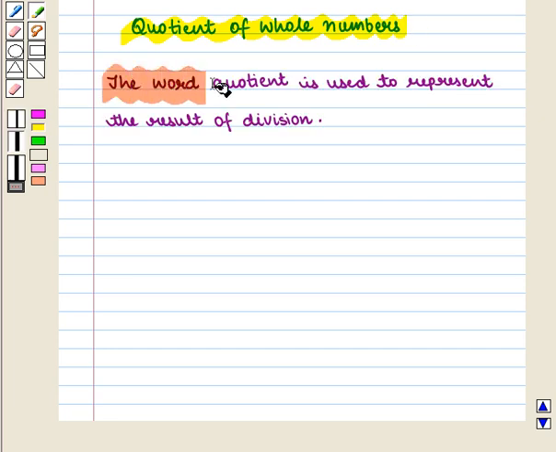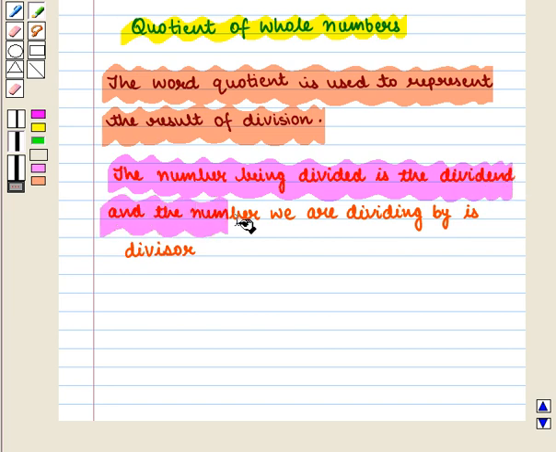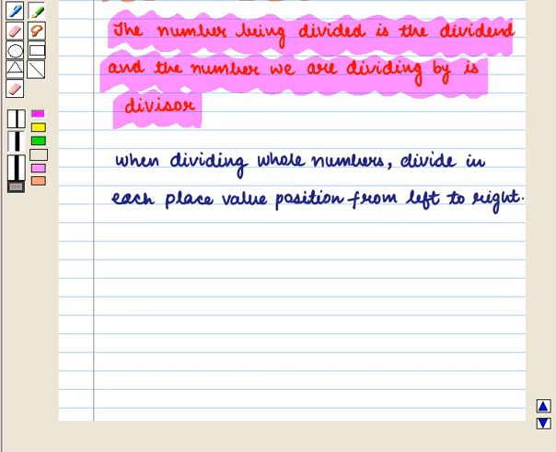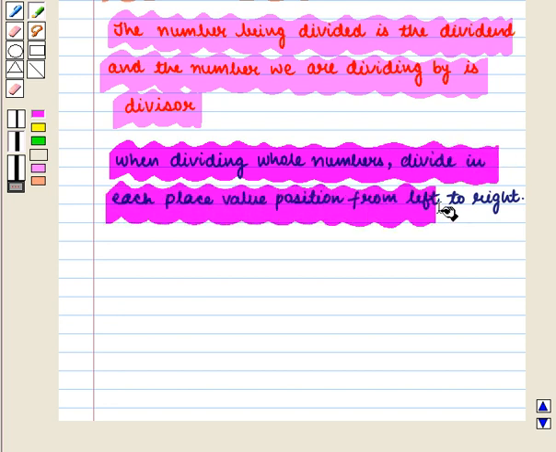Now let us discuss quotient of whole numbers. The word quotient is used to represent the result of division. The number being divided is the dividend, and the number we are dividing by is divisor. We should note that when dividing whole numbers, divide in each place value position from left to right.